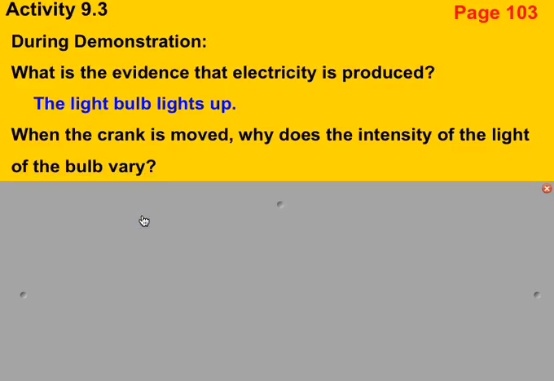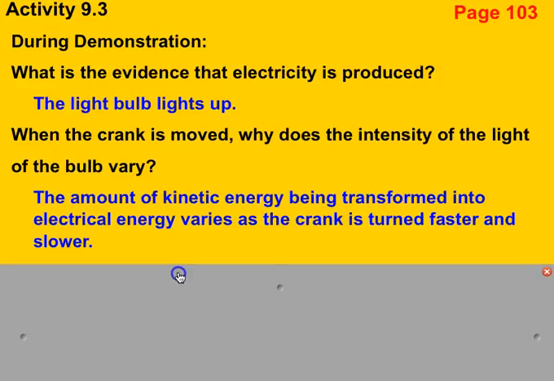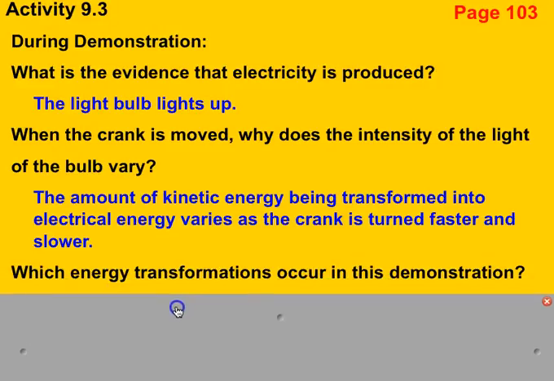Well, if I did it live, I turned it really slowly, and as I turn it faster, the light bulb gets brighter. And that's because there's more and more electrons. So the amount of kinetic energy being transformed into electrical energy varies as the crank is turned faster and slower. The number of electrons that are flowing increases and decreases as that happens.